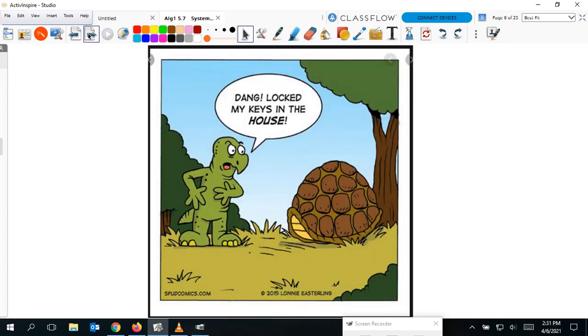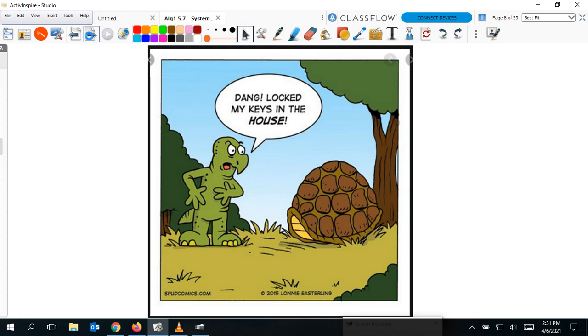First of all, let's look at our little cartoon. A turtle outside of his shell. Dang, locked my keys in the house. Boy, I hate that. I always make sure I don't lock my keys in the house. That is a bad situation to be in.